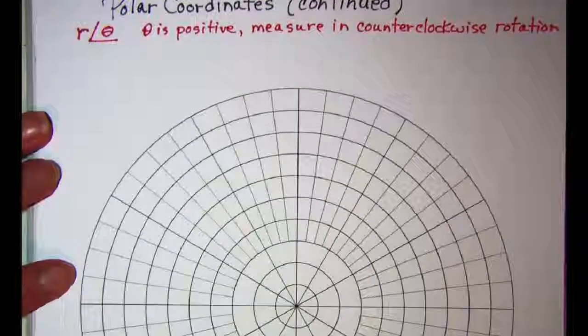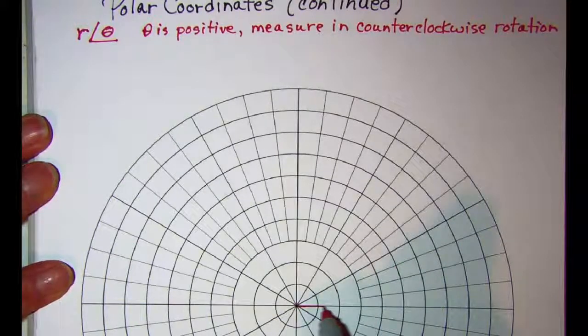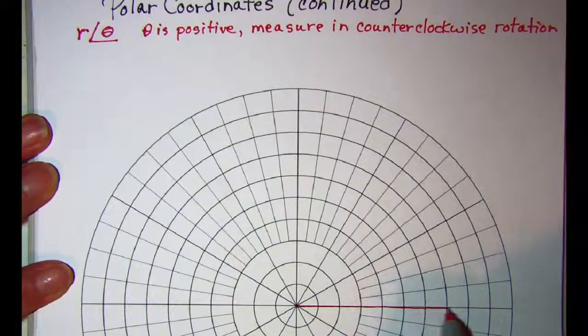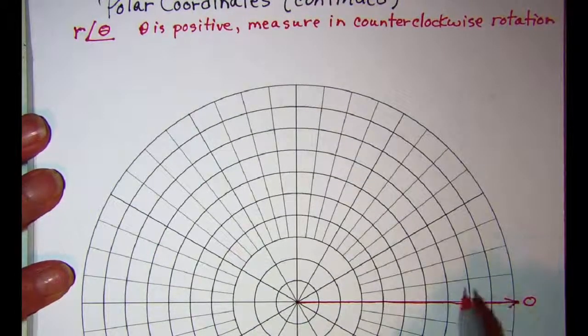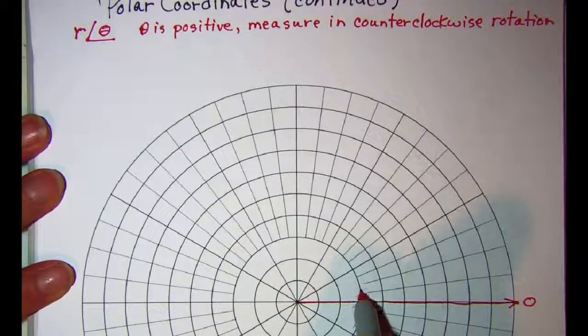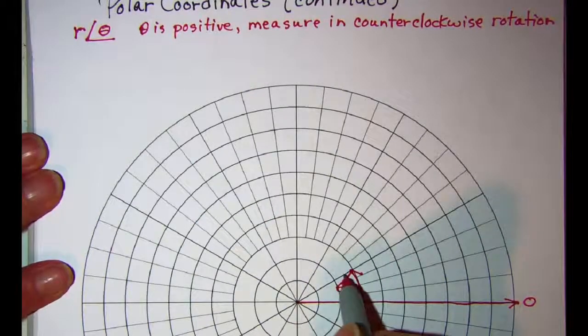So on this graph paper, again, remember this is our beginning point. The positive x-axis we usually designate as our beginning point. So for a positive angle, we're going to move in a counterclockwise direction. This is when theta is greater than 0, so positive. We move this way.